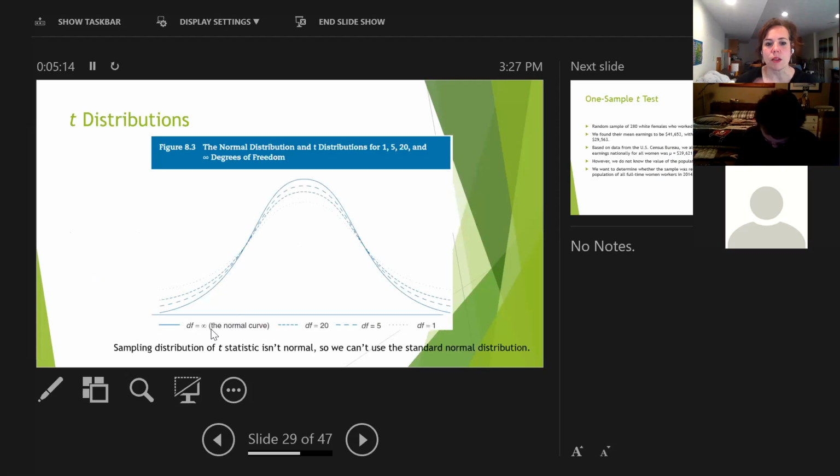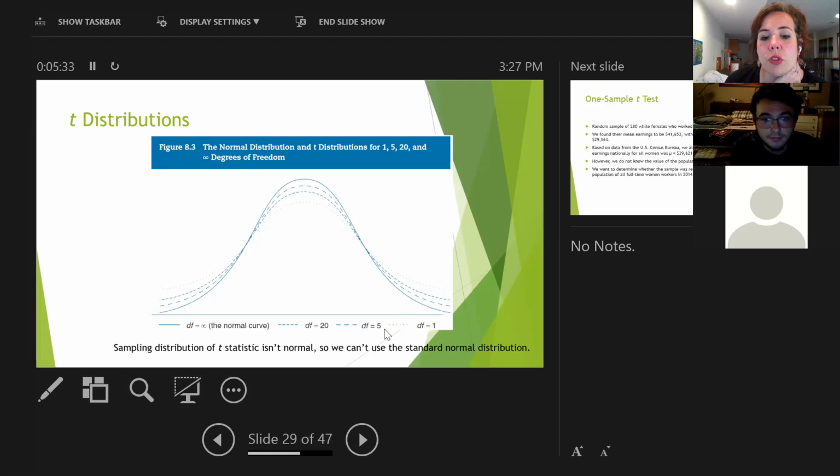So the degrees of freedom, again, this is going to be for a normal curve. You're going to see this line right here. If you have 20 degrees of freedom, you can see it's this dotted line. So it's approximating the normal curve, but you see there's some small difference.